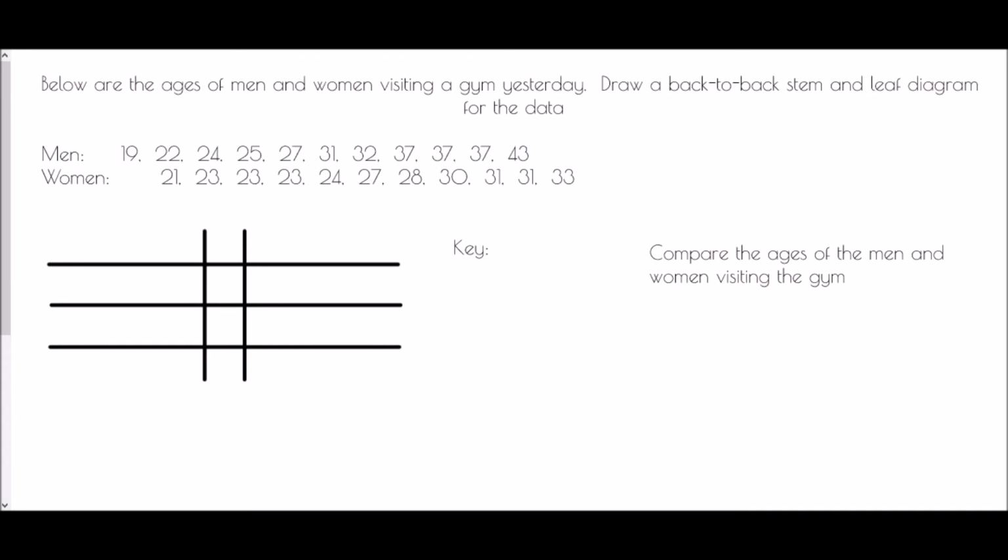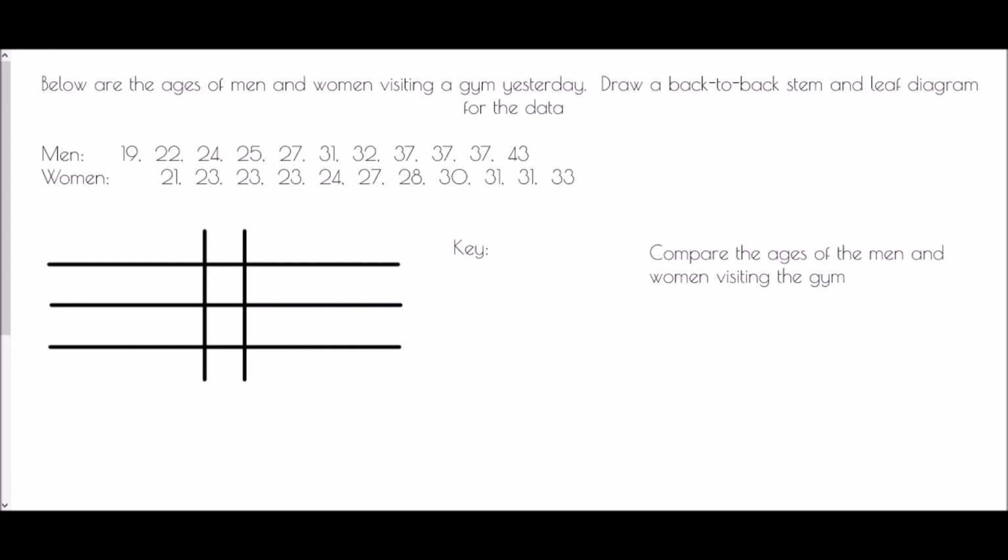And lastly, we're going to look at what is known as a back-to-back stem and leaf diagram. And the back-to-back stem and leaf diagram is used to compare two different data sets together. So in this case, we've got the ages of men and women visiting a gym yesterday. And the men, we've got all of our values, they're already in the correct order, and the same for the women. And so we're going to create a diagram.